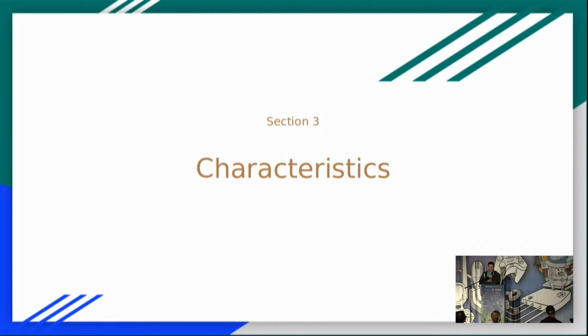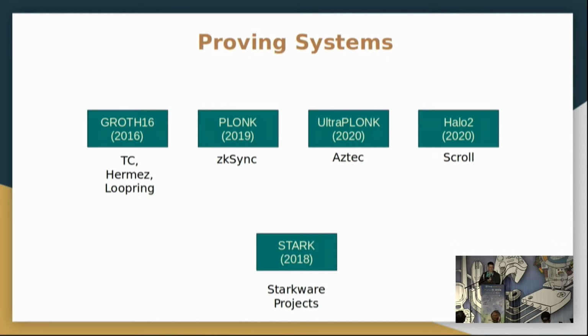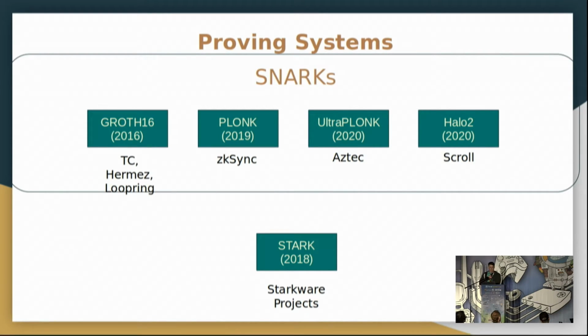So let's look at their characteristics. The first thing we'll look at is what proving systems they use. These are the proving systems that are SNARKs. You have Groth16, which is being used by Tornado Cash and its forks. You have Hermes, you have Loopring, and then you have Plonk. Plonk is used by zkSync, zkSpace. And then you have UltraPlonk, which is used by Aztec. You have Halo 2, which is used by Scroll.